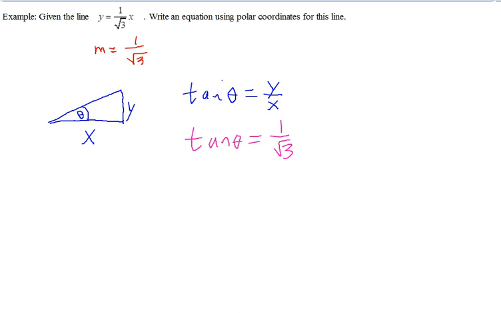And again, to solve it, you can take the arctangent of both sides. So theta would equal arctangent, or tangent negative 1, of 1 over root 3. And to figure out what that is, this time we can actually evaluate. We have a specific slope rather than just m. Well, remember tangent, what we're given is the opposite over the adjacent.